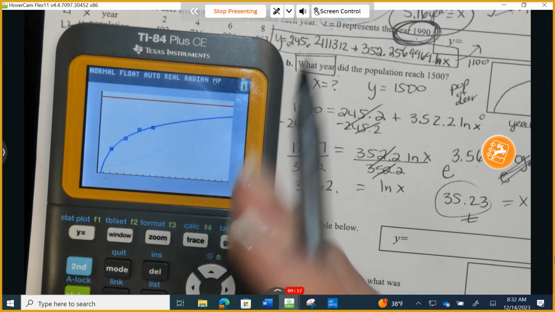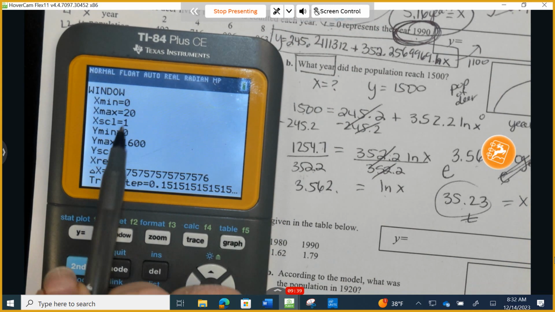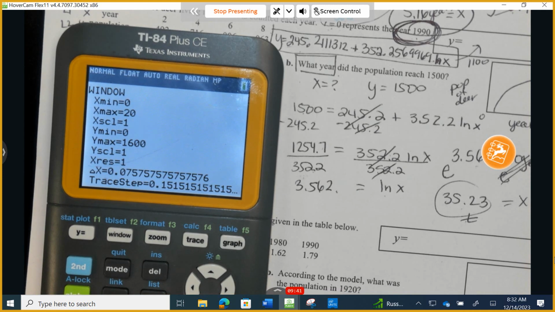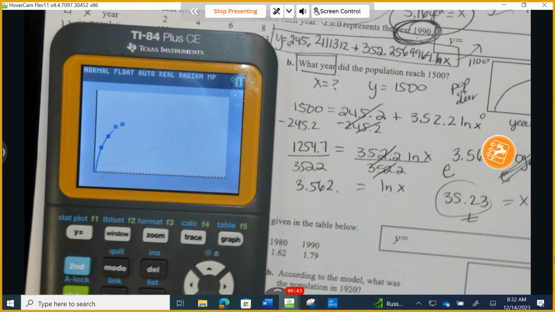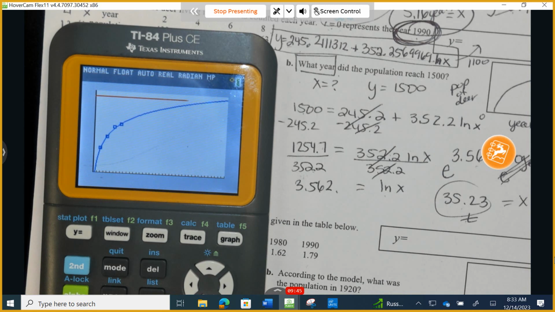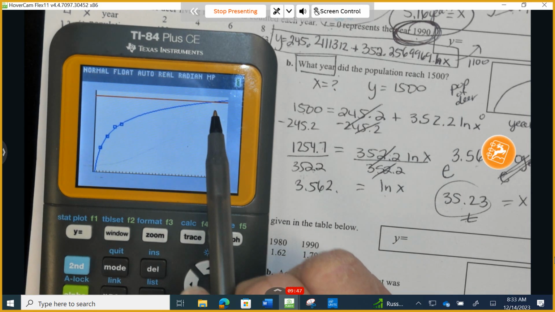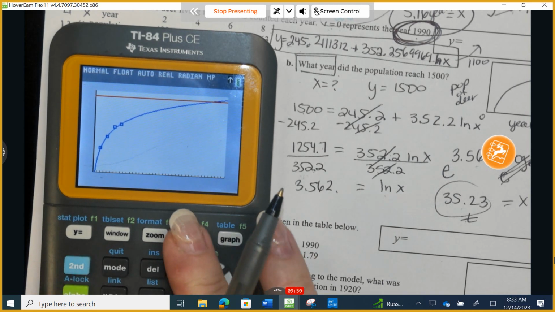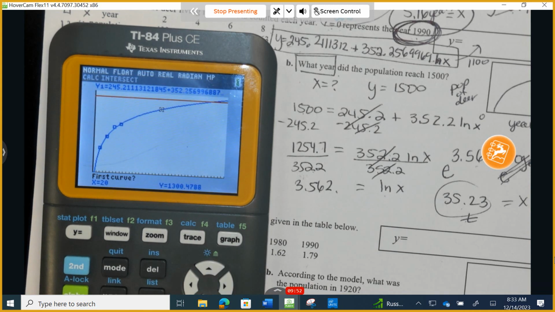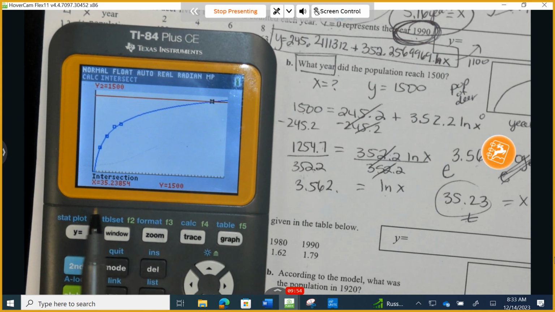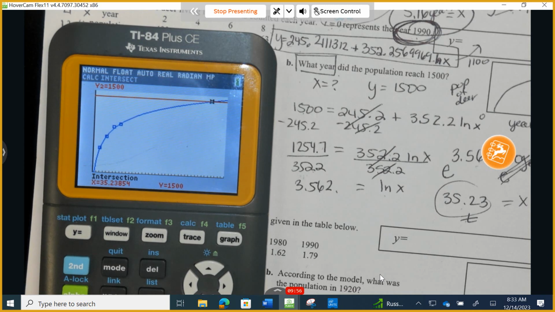Where do they intersect? But I need to move this x value out further. Right now I'm only at 20. I'm going to try going to 30 or 40 and see if that's far enough. Okay, I can see I moved it out to 40. I'm able to see exactly where they cross. Second trace intersect. I press enter 3 times, and we can see we are able to achieve the exact same answer.